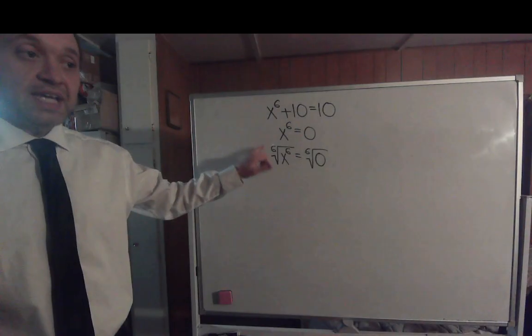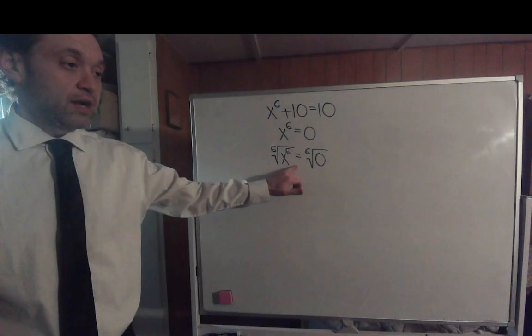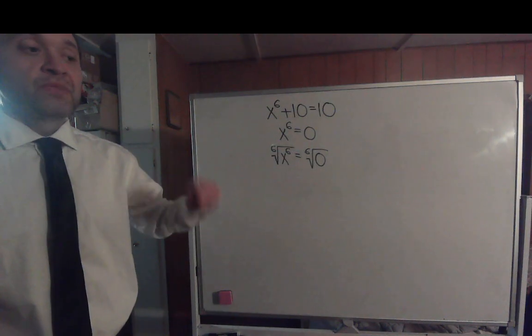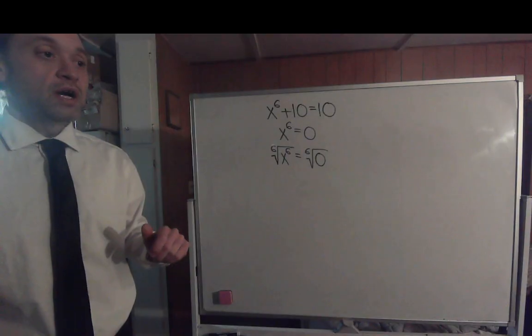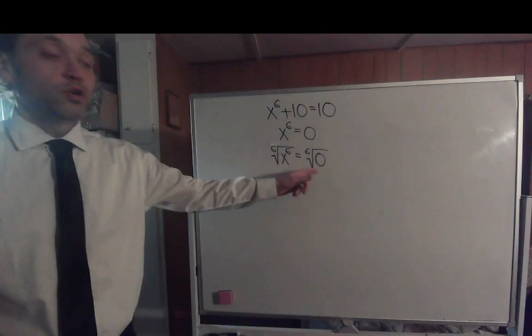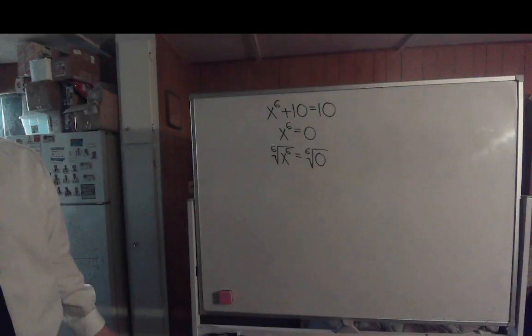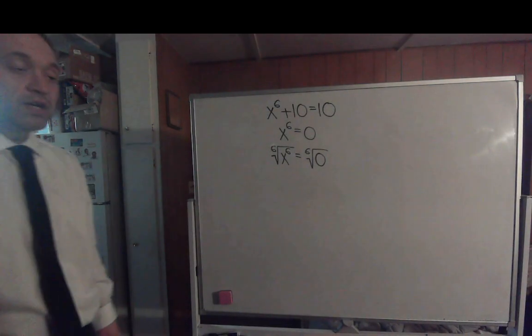So the root is even, but you have a positive number under the radical, you'll have 2 real solutions. If you have zero under the radical with an even root, you'll have exactly 1 real solution. Right? And then, of course, if you have a negative number under the radical and it's an even root, you'll have no real solutions. You would be getting into imaginary numbers.